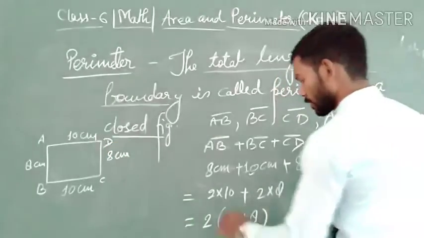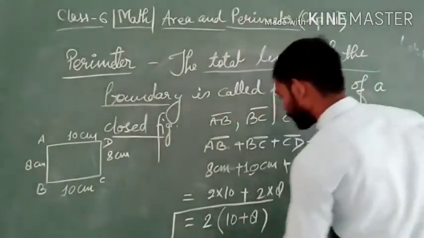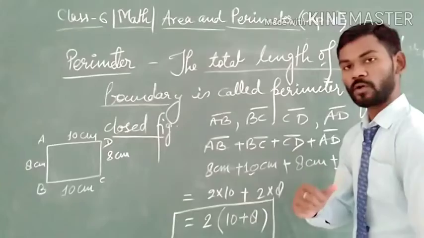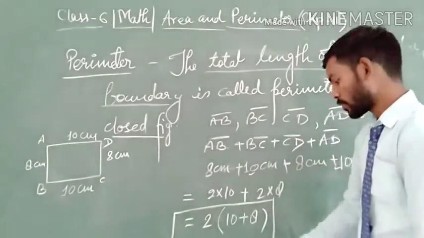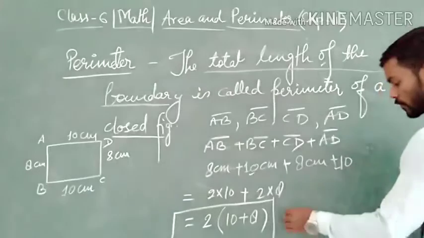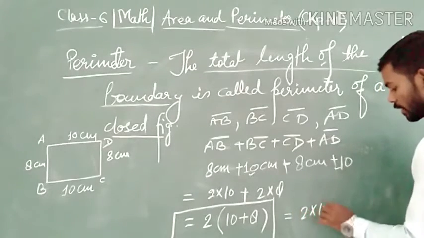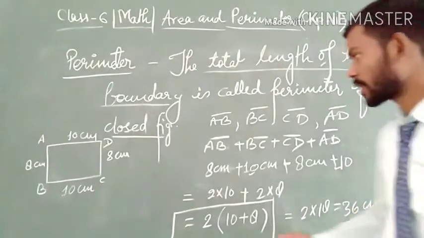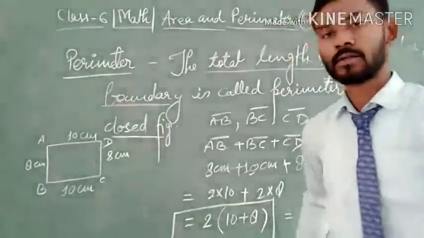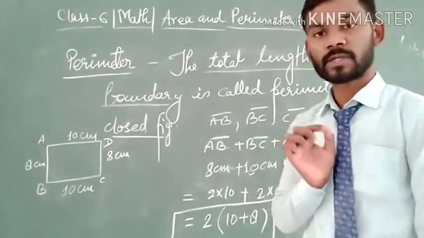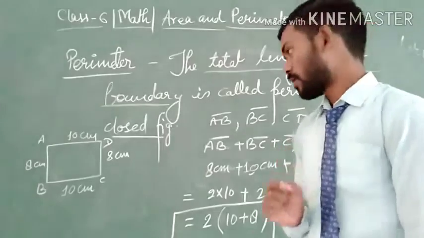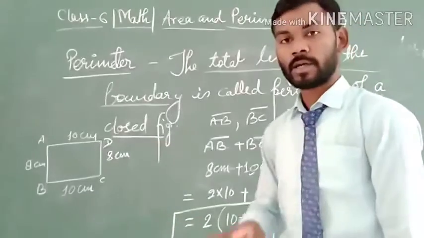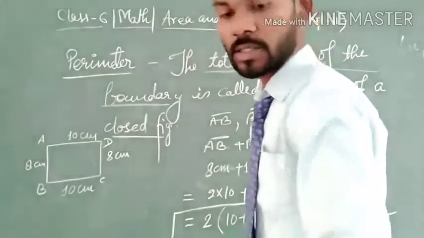Okay, so mark this statement. This will also be used in my derivation of the formula for the perimeter of a rectangle. So keep it in mind. And now when we solve it, we get 2 multiplied by 18 is equal to 36 centimeter. So 36 centimeter is the perimeter of this rectangle. Okay, this is a simple example, but now I am going to derive the formula for the perimeter of the rectangle. So let's see it carefully.